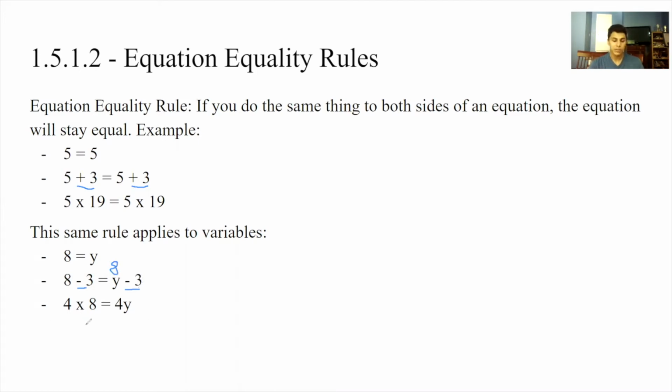If I multiply by 4 on both sides, I have 4 times 8 here and then 4y here. The equation stays equal because this simplifies to 32. And then this would simplify also to 32 if you figured out that 8 was actually y. And so we could just say 32 equals 4y without actually having to calculate, because we know the equation stays equal when we did the same thing to both sides of the equation.